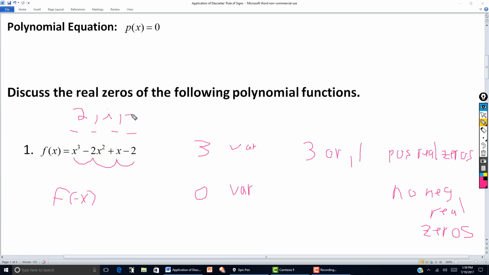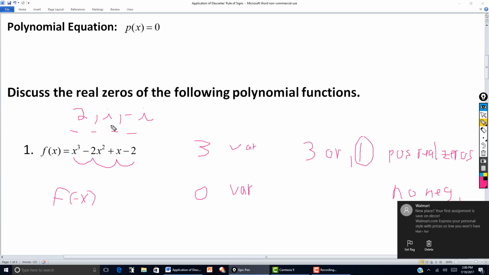Okay, so what does it turn out then? It turns out that this one is the actual one right here. Again, the Descartes Rule of Signs theorem only gives you possibilities. So it's 3 or 1. Well, it turns out that in this case it's 1 positive real zero and no negative real zeros. Okay.